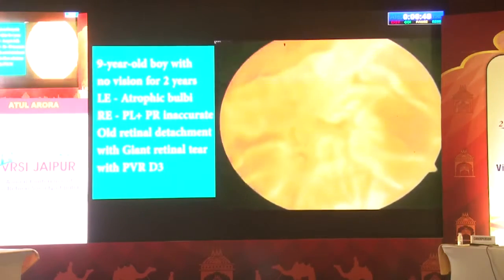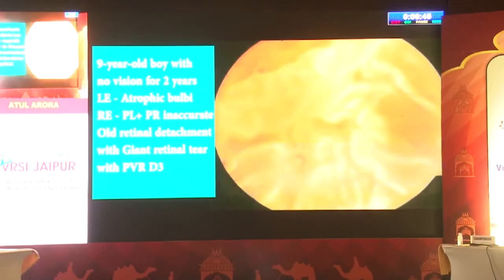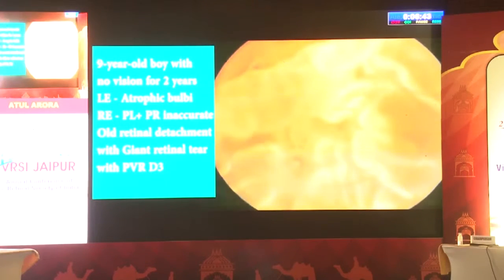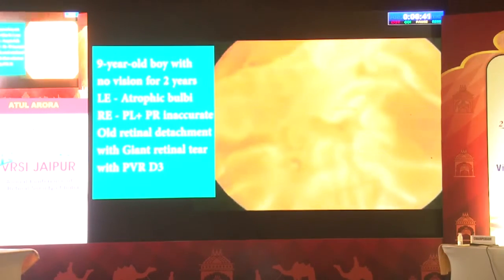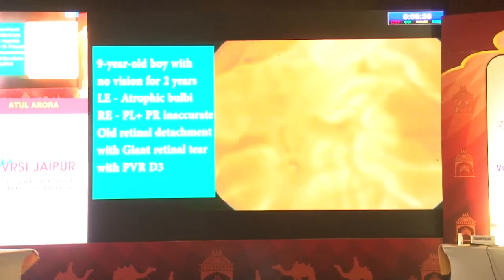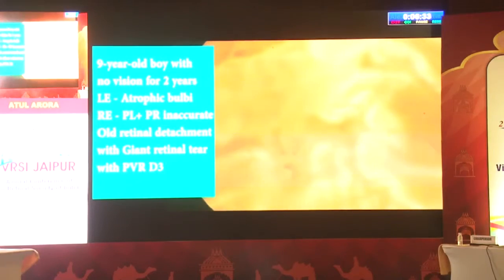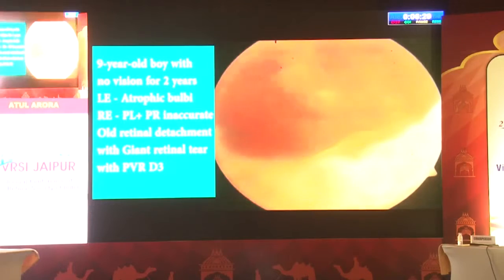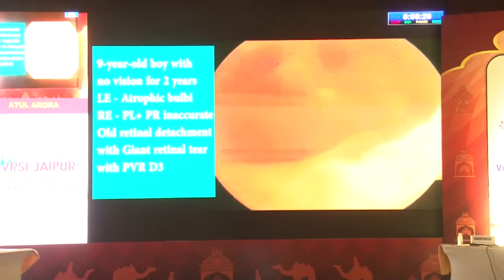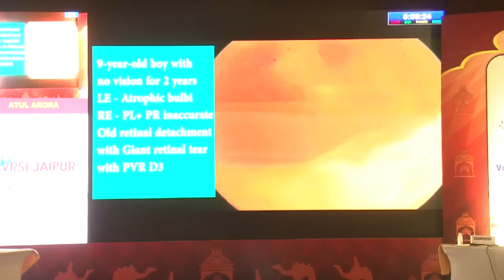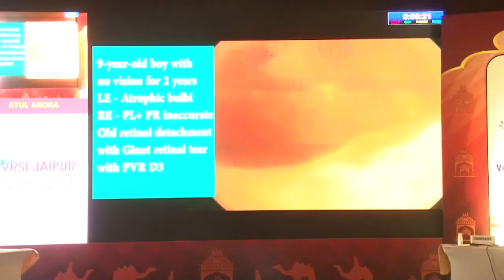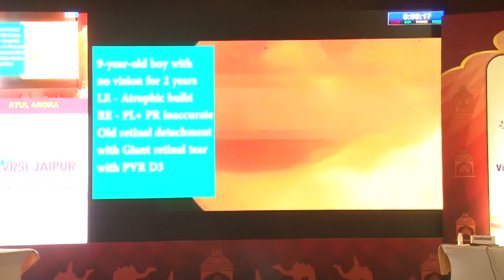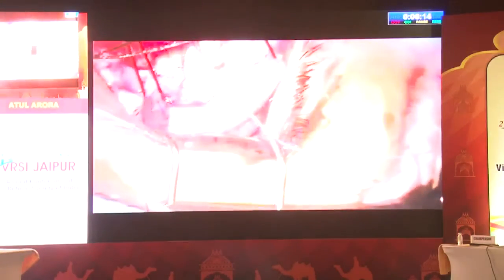A 3-year-old boy presented with no vision in his eyes for 2 years. On examination, the left eye had atrophic bulbi, whereas the right eye was light perception with inaccurate projection of rays. The right eye had an old total rhegmatogenous retinal detachment with a superior nasal giant retinal tear with proliferative vitreoretinopathy grade E3. The patient was taken up for surgical management.